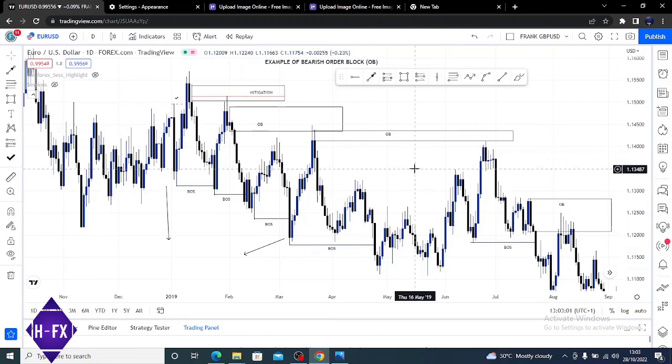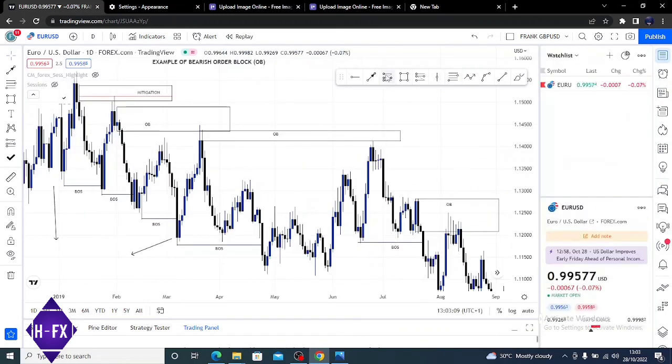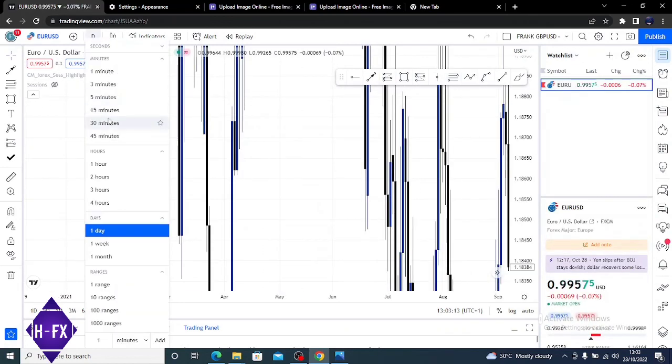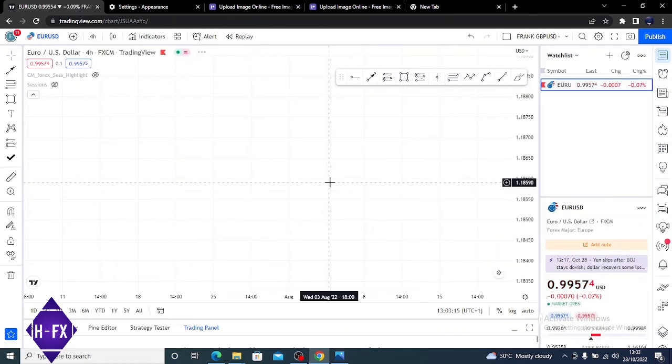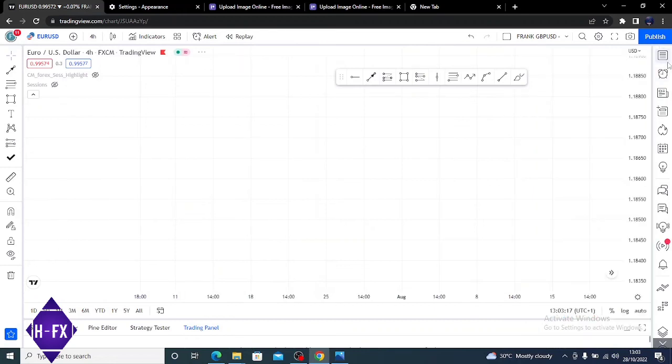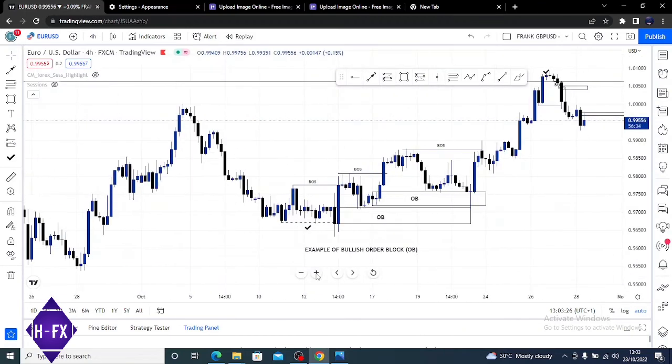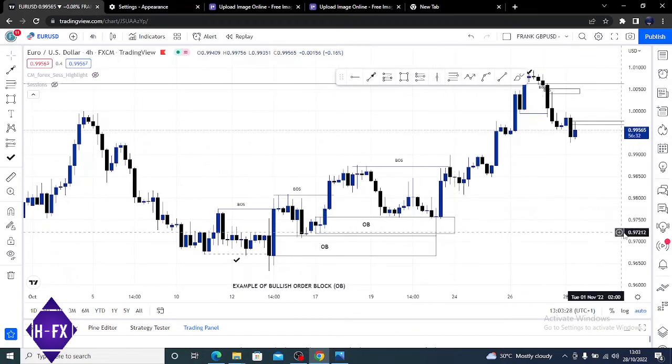So I'll be taking you guys to the next example that shows the bullish order block. So let's go there. And guys, it works in every time frame. I just showed you the daily time frame. I'm here to show you the 4-hour time frame. It works for every time frame. You can see here on my screen, this is the example of the bullish order block. You can see what happened right now.